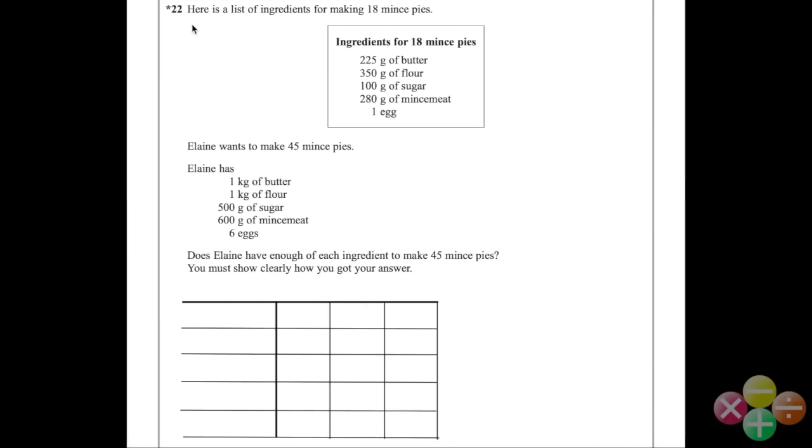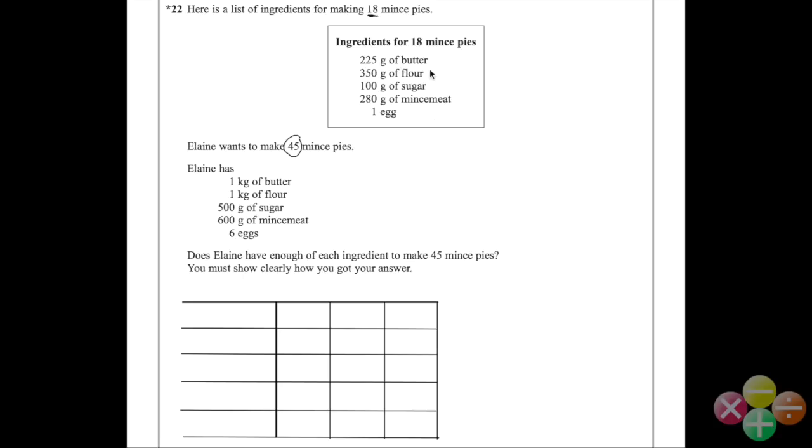Question 22. Here is a list of ingredients for making 18 mince pies. So there's your ingredients: butter, flour, sugar, mincemeat and egg. Now Elaine wants to make 45 mince pies, and she's got this amount of ingredients. And we need to know, does Elaine have enough of each ingredient to make 45 mince pies? You must show clearly how you got your answer.